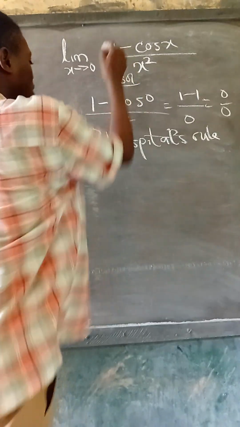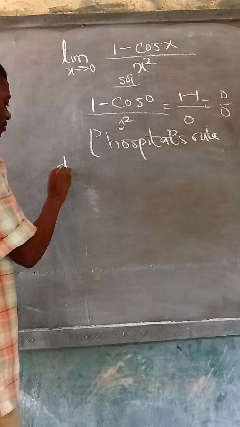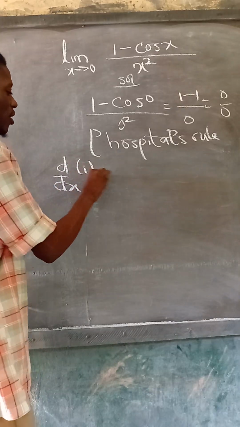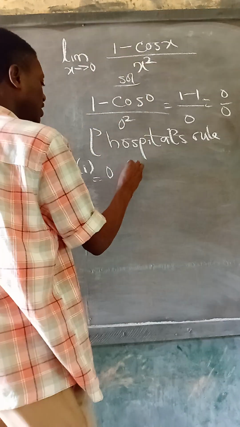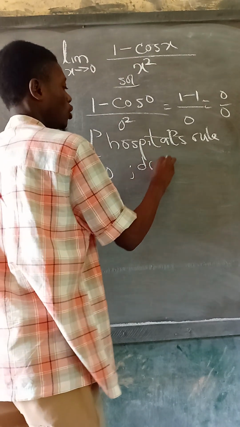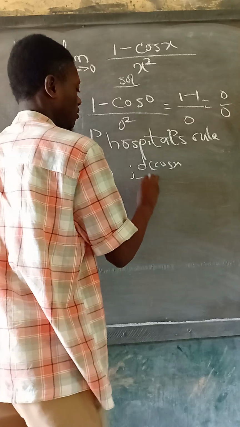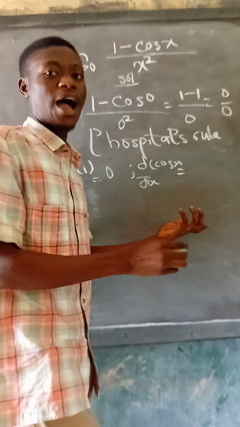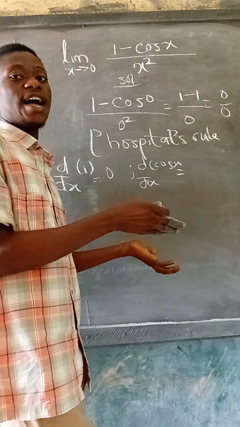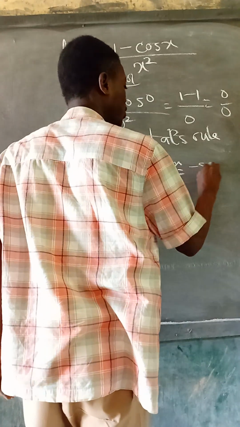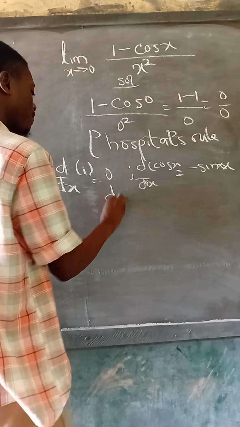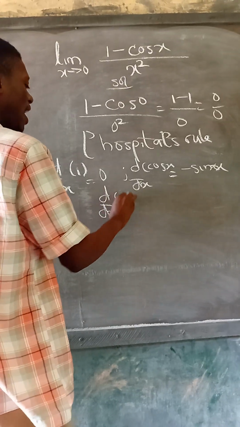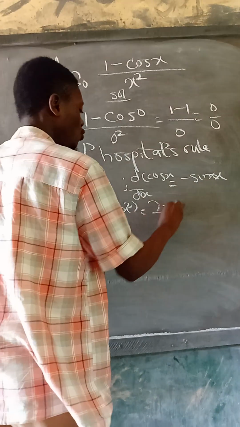So now let us differentiate 1. Differentiating 1, that's 0. Whenever you are differentiating a constant, it gives 0. Let us differentiate cos x. So when we differentiate cos from our standard derivatives, it's going to give us minus sine x. And when we differentiate x squared, it's going to give us 2x.